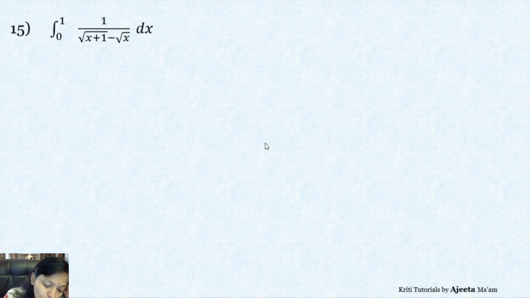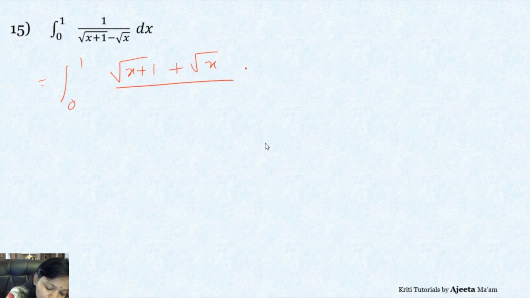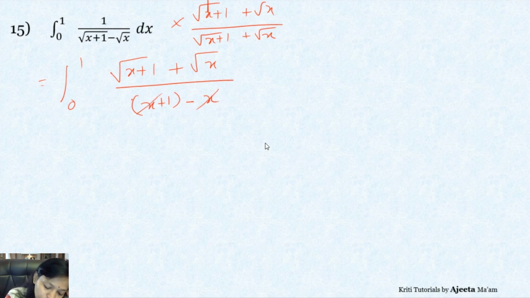Now 0 to 1, 1 upon root of x plus 1 minus root of x. So what will you get? 0 to 1. Let's rationalize it to make it more simple. So we will rationalize it with the opposite sign. So what will you get in the denominator? A plus b, a minus b. So a square minus b square.